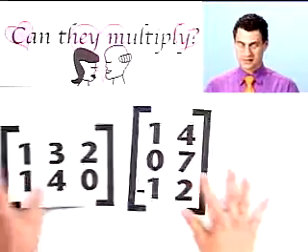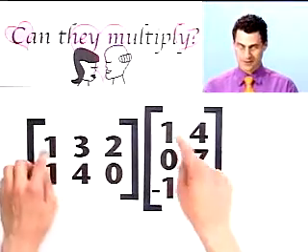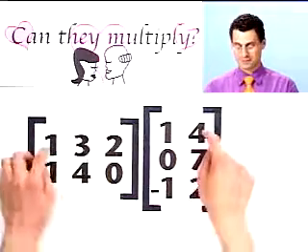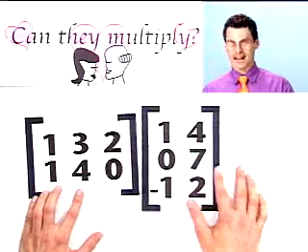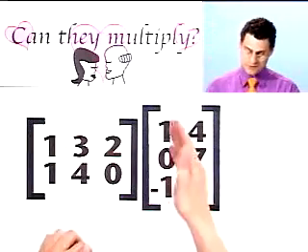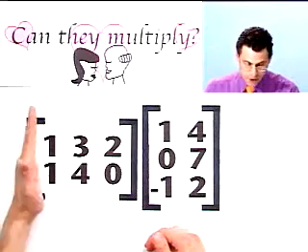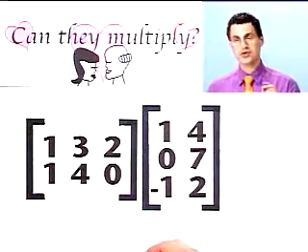What about this way? Can they do it in this position? Well, let's try it. Boom, boom, boom. Oh, yeah. Oh, this is great. And what would the answer be? Well, since the columns here are matching up with the rows here, I take the row answer here by the column answer here. So this is actually going to give me a 2 by 2.